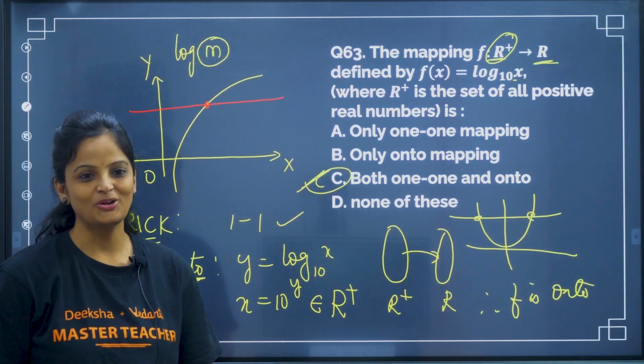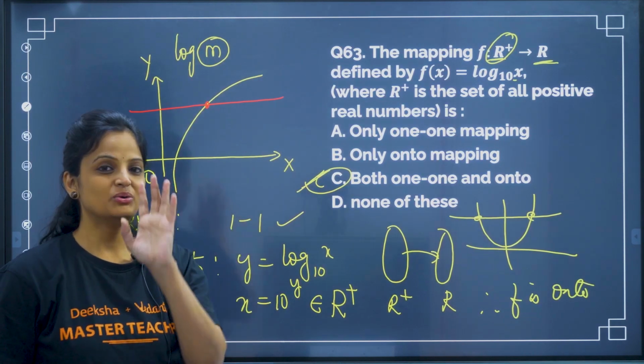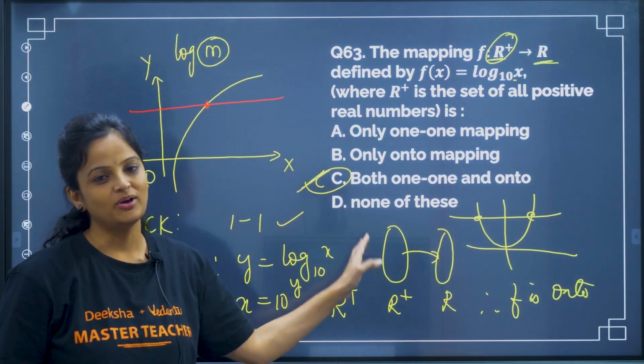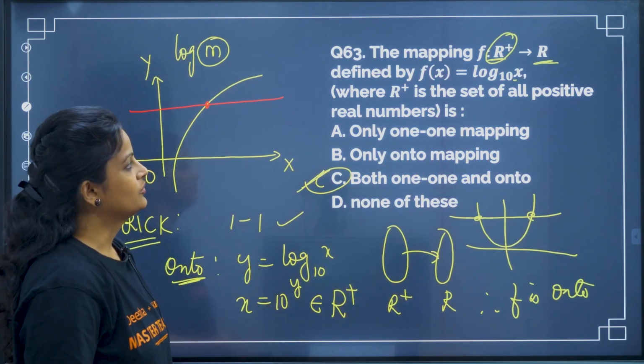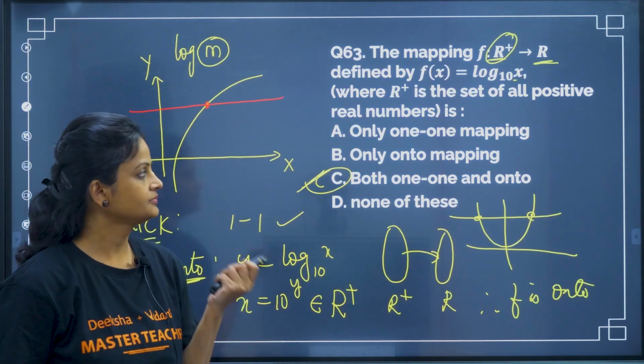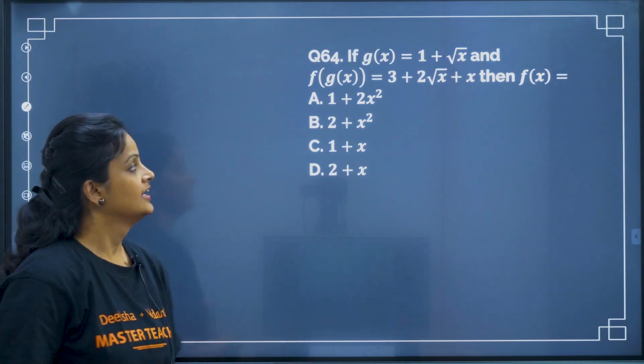How many of you have gone wrong in this? Do check this. Log x is actually 1-1 as well as onto. For 1-1 you don't have to do anything, just go with a graph. Okay, let's see the next question.